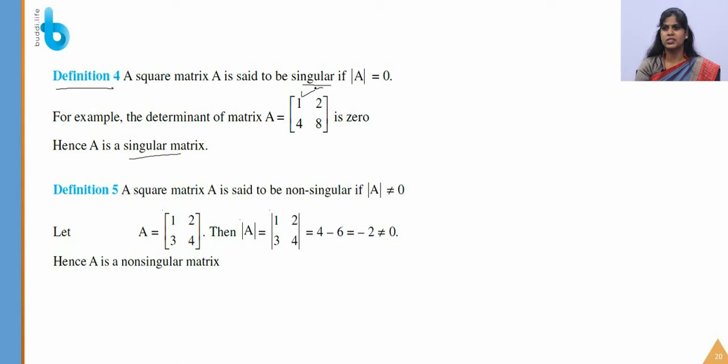It is 0, right? See, 8 ones are 8 minus 4 twos are 8. This is 0. The determinant of this matrix is 0. Therefore, this matrix is a singular matrix. See, another definition: a square matrix A is said to be non-singular if its determinant is not equal to 0. If a matrix is given and its determinant value is 0, then it is a singular matrix. If its determinant value is not 0, it is a non-singular matrix.